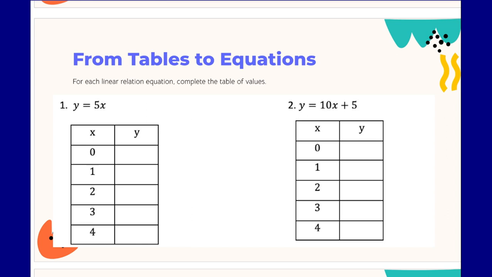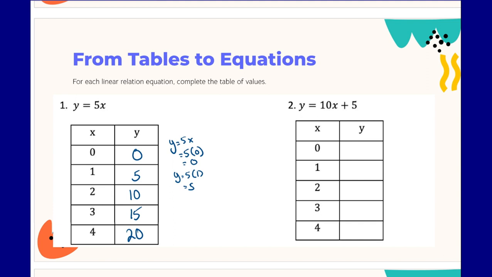So we take y equals 5x, replace the x with 0, so it becomes 5 times 0, right? Going back to our equation unit, a variable next to a number, we multiply. So 5 times 0 is 0. For the next one, y equals 5 times 1, which is 5. The next one, 5 times 2, which is 10, 5 times 3, which is 15, and then 20.